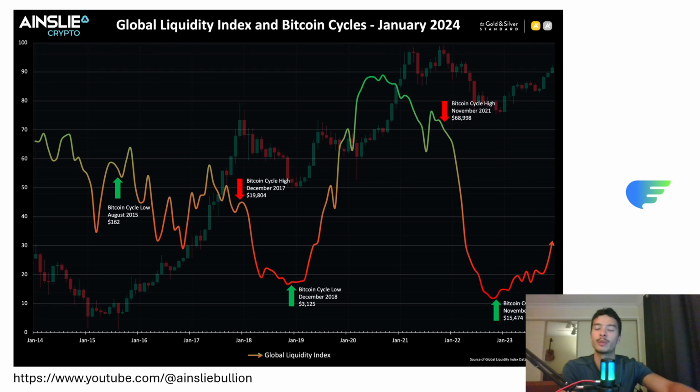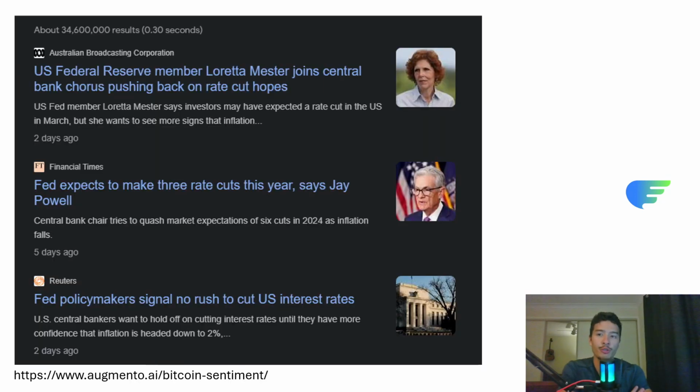Yeah, from a macro perspective, that's what we're looking at from the global liquidity cycle. Now, also regarding interest rates, we're seeing a lot of mixed signals from news sources. We're seeing some saying there's a pushback, some saying they're going to happen soon, and a wide array of different information coming out of different news outlets. So it's definitely hard to know what's going to happen on that front with interest rates.